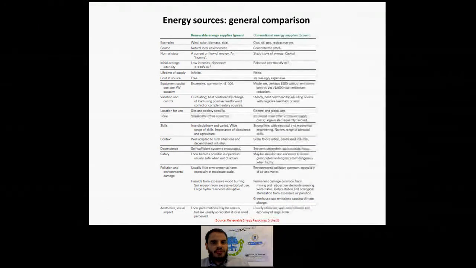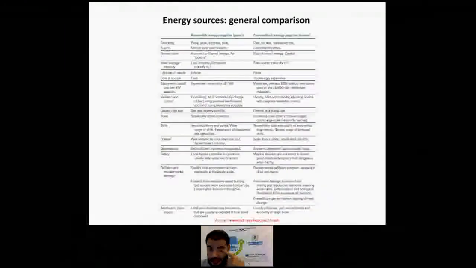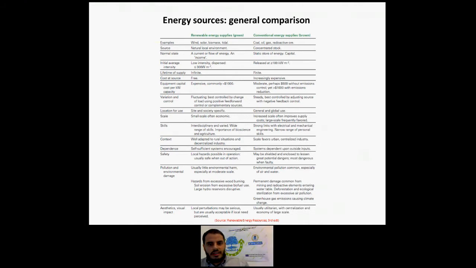If we consider pollution and environmental damage, in the case of renewable energy, we have to say that there is usually little environmental harm, especially at moderate scale, though there are hazards from excessive wood burning, soil erosion from excessive biofuel use, and disruption from large hydro reservoirs. In the case of conventional energy supplies, environmental pollution is common, especially of air and water. And we have to consider permanent damage, which is common from mining and radioactive elements entering the water table, deforestation and ecological sterilization from excessive air pollution, and greenhouse gas emissions causing climate change. That may be an opinion we should consider, at least for now.